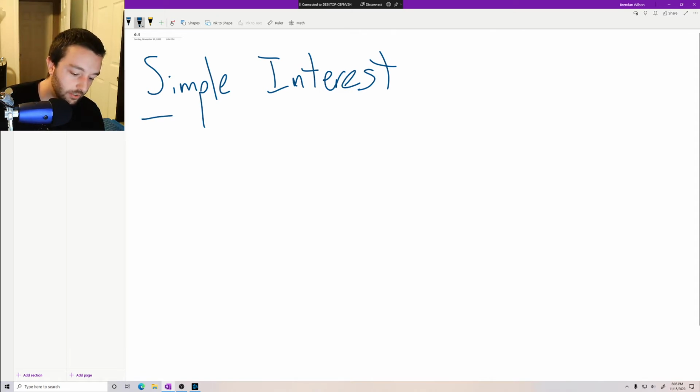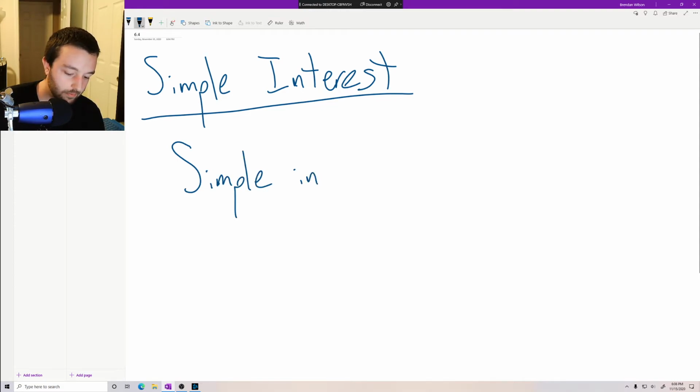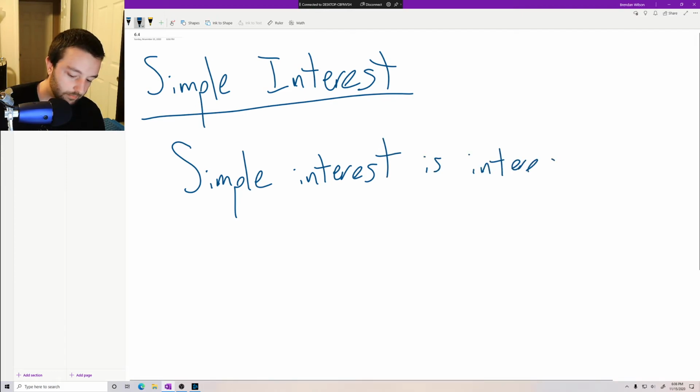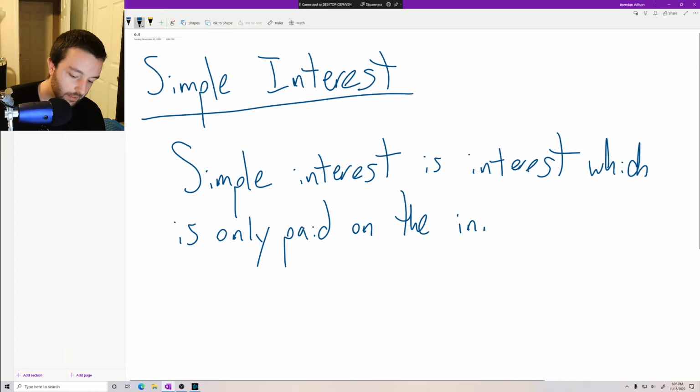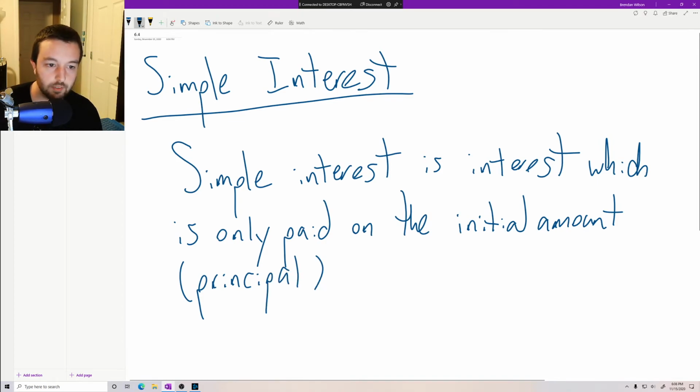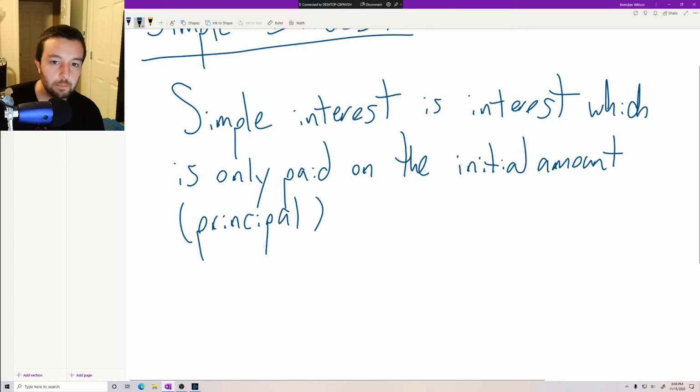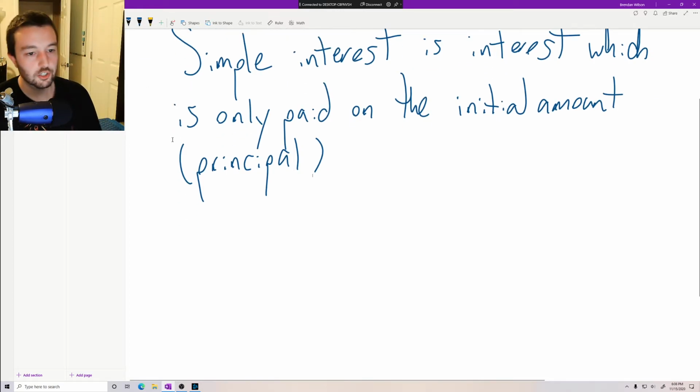Okay. So let's go ahead and define that. Simple interest is interest which is only paid on the initial amount, which we call the principal. We used that word before, right? So it's only paid on the initial amount.